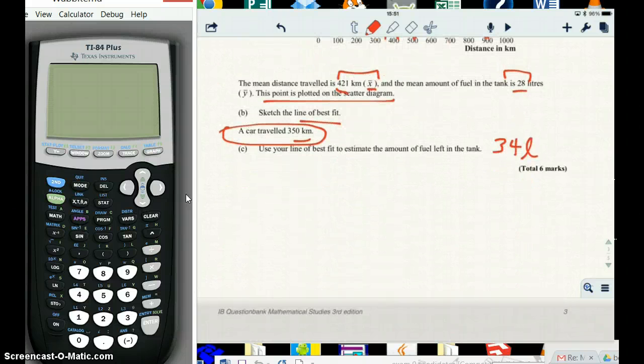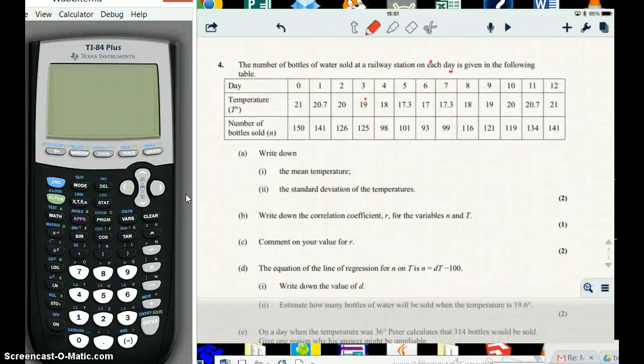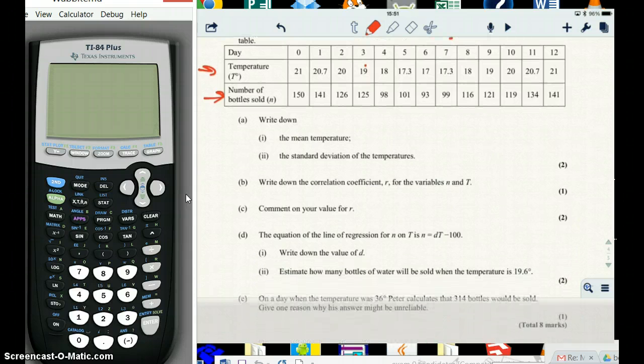All right, now on to number 4. Okay, number 4, the number of bottles of water sold at a railway station on each day is given as the following. So each one of these is 1 day, and the top row is the temperature on that day, and the bottom row is the number of bottles sold. Of course, the number of bottles sold is greater when the temperature is greater. So first we're going to write down the mean temperature and the standard deviation of the temperatures.